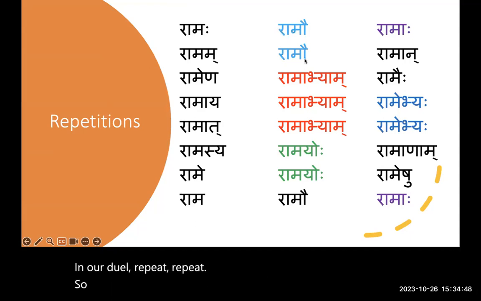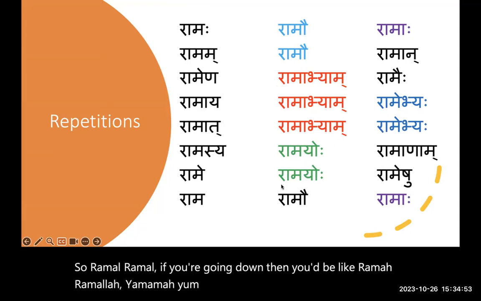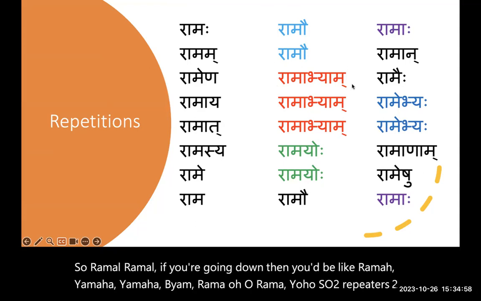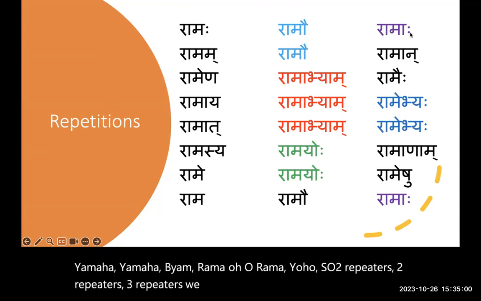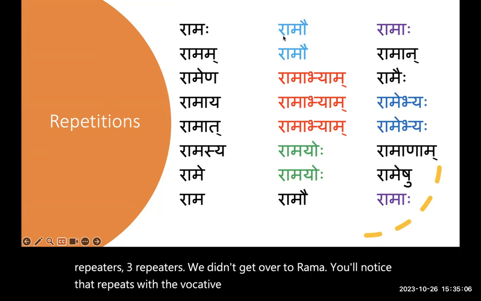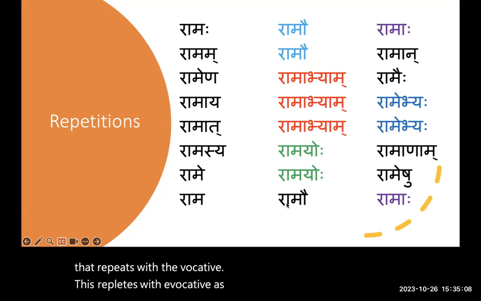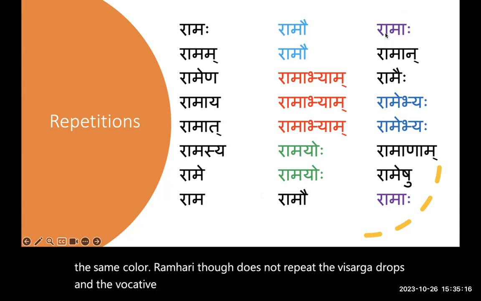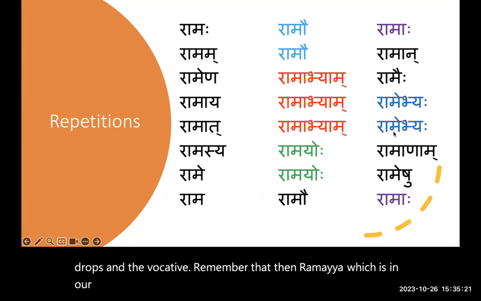So, Ramau, Ramau. If you're going down, then you'd be like, Ramabhyam, Ramabhyam, Ramabhyam, Ramayoho, Ramayoho. So, two repeaters, three repeaters. When you get over to Ramaha, you'll notice that repeats with the vocative. This repeats with the vocative as well. I should have put that in the same color. Ramaha, though, does not repeat. The visarga drops in the vocative. Remember that. Then Ramebhya, which is in our fourth and fifth plural, is also repeating.